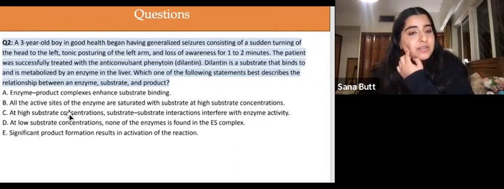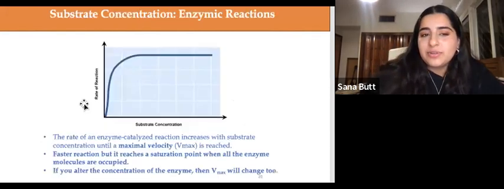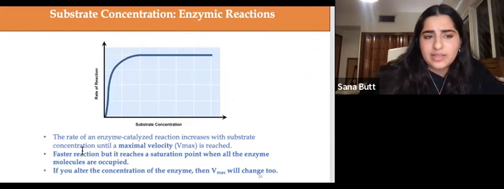At high substrate concentrations, substrate-substrate interactions interfere with enzyme activity. Again, when we looked at this graph, we didn't really ever say anything about one substrate interacting with another substrate, and that being a reason why the enzymatic reaction couldn't continue.